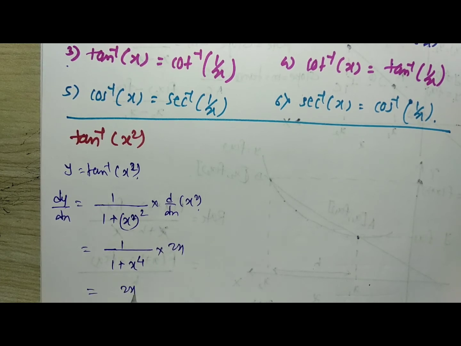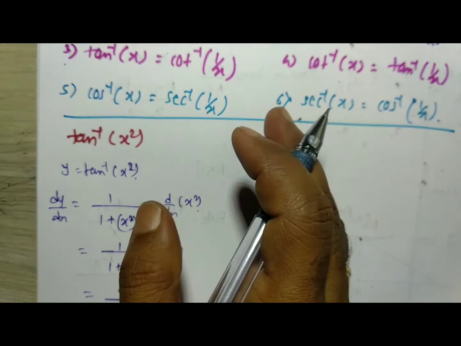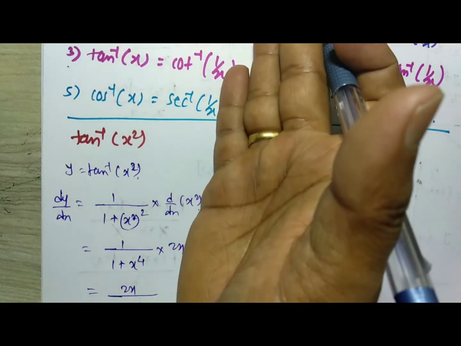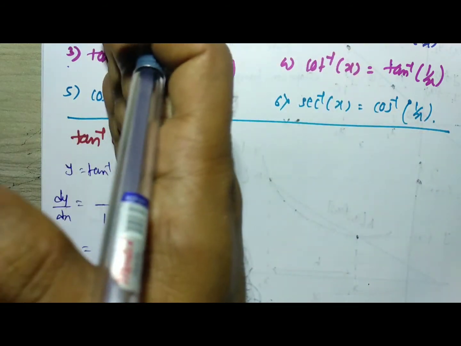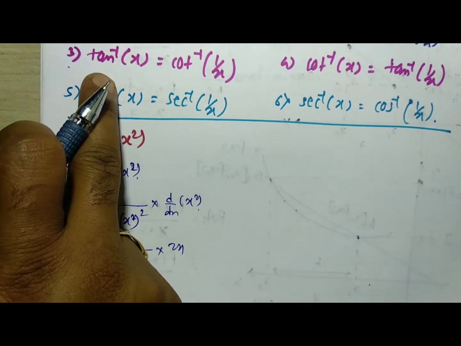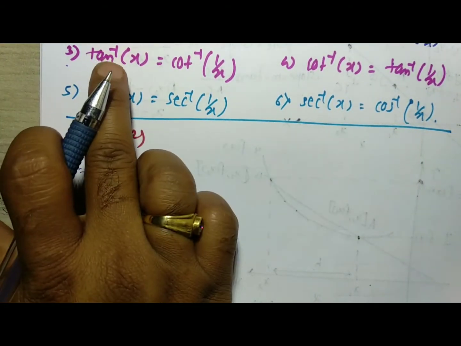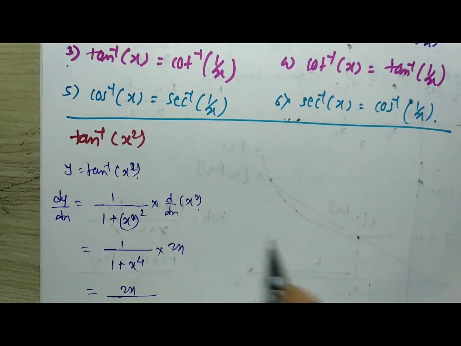That means 2x divided by 1 plus x raised to 4. Right now, first of all, I said that we have to use those formulae in a reverse direction, because this formula is converted into this one and you will get less effort related to that one. We have to convert this formula into this one, otherwise you will need a lot of effort.